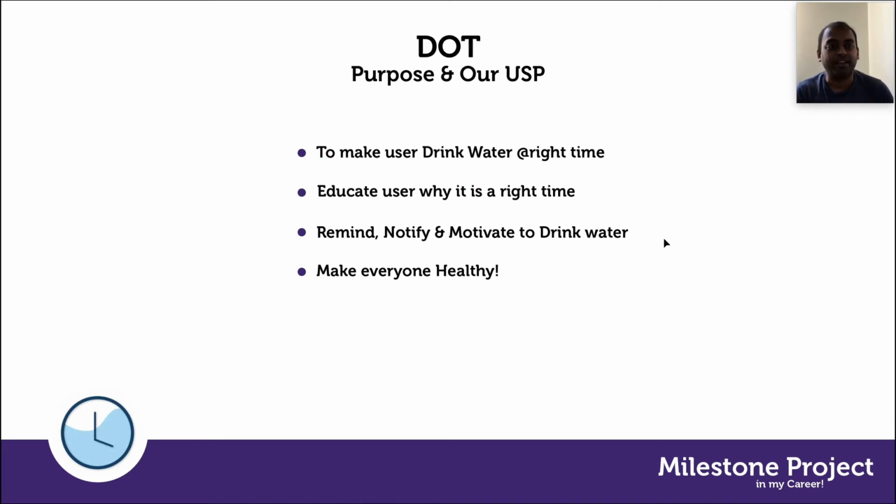At the start we listed out the purpose, and now that purpose is our USP. The right time is missing from competitor apps, and many apps do not enable the user to drink water at the right time. So that is what I am going to give them: make the user drink water at the right time, and also educate the user why it is the right time. Tomorrow no one should tell me that this is not the right time. I can drink manually at any point whenever I'm thirsty, and that is also right, but we should educate the user why to drink at the right time, and remind, motivate and notify them to drink at the right time, and make everyone healthy.